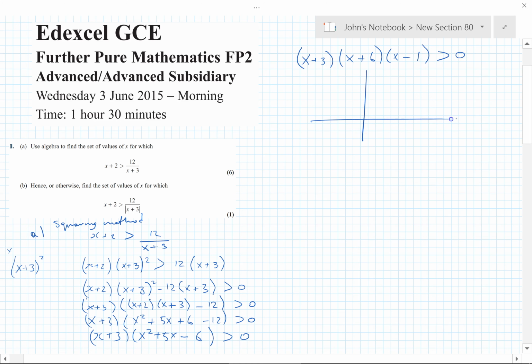The beauty of this method is now we can just draw a standard cubic. It's going to go through minus 6, minus 3 and 1. And we want the times when it's above. So x has got to be between minus 6 and minus 3, and x has got to be greater than 1. So that's one way of doing it.